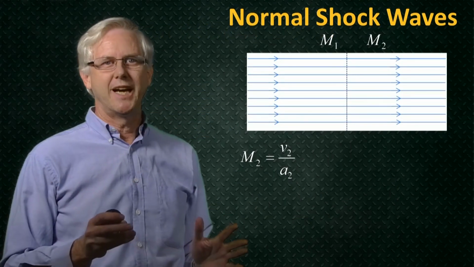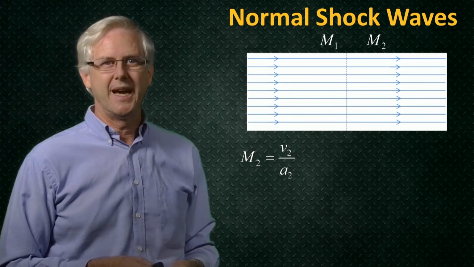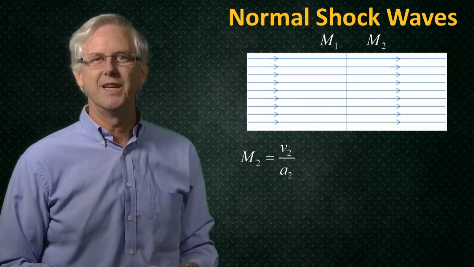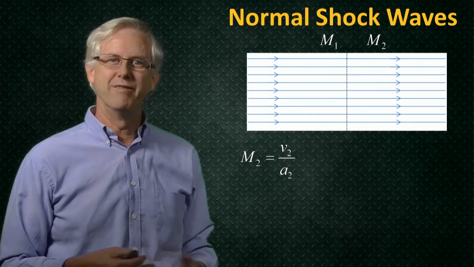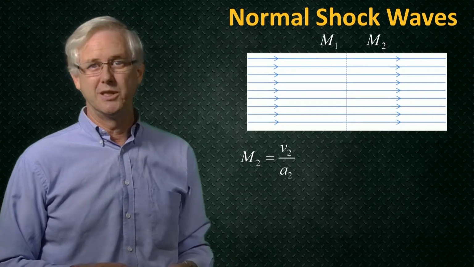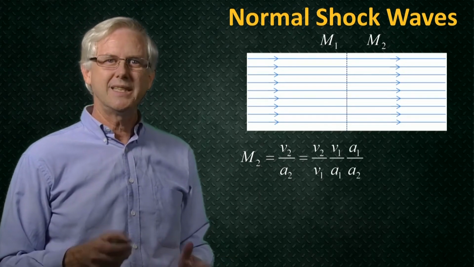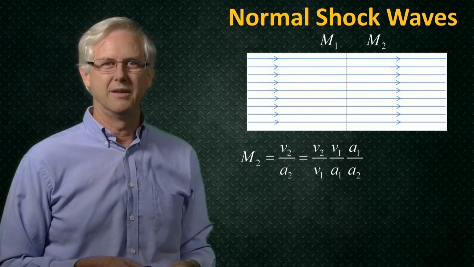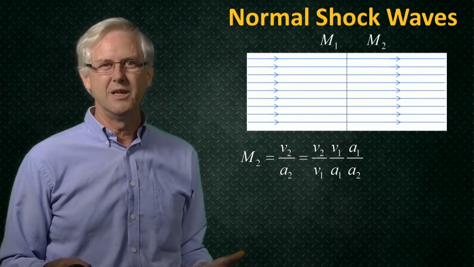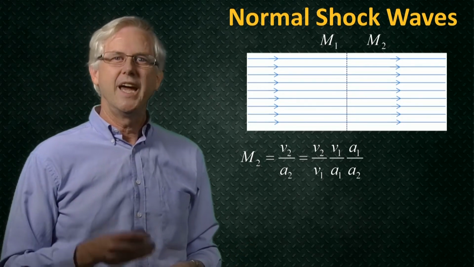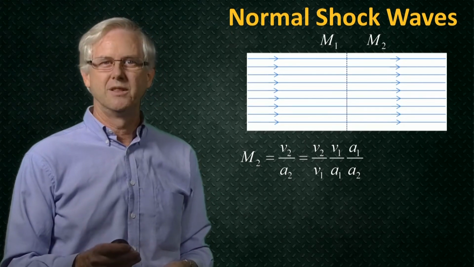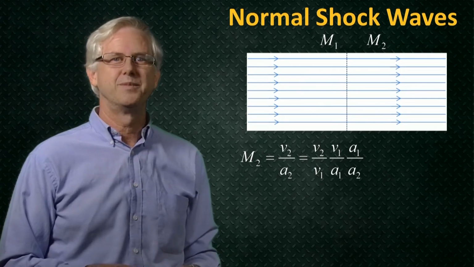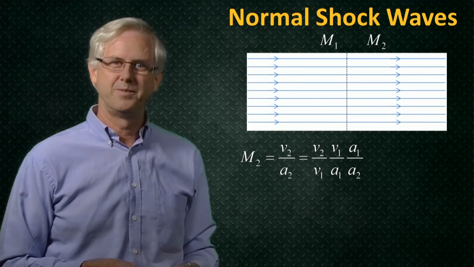So the Mach number downstream of the shock will be M2, and the Mach number is the speed of the flow divided by the speed of sound. So M2 is equal to v2 over a2, where v2 is the speed of the flow and a2 is the speed of sound. Let's expand that by multiplying top and bottom of the equation by v1 times a1. Might seem like a strange thing to do, but you'll soon see why. In doing this, we have three ratios: v2 over v1, v1 over a1, and a1 over a2. Let's look at each of those in turn.